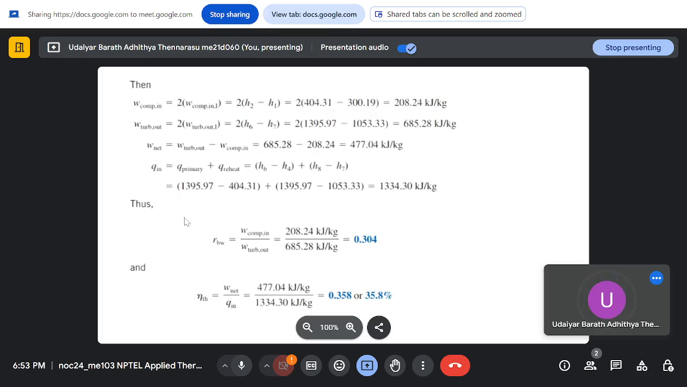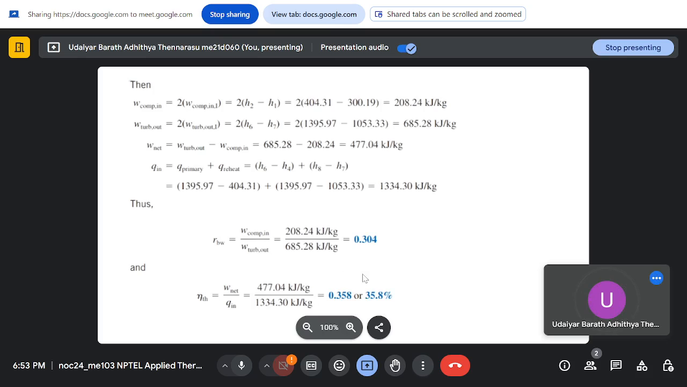Thus your back work ratio is compressor work in divided by turbine work out. So that comes out to be 0.304, and your efficiency is net work divided by Q in, which is 477.04 divided by 1334.3 kilojoule per kg. So this comes out to be 35.8%.